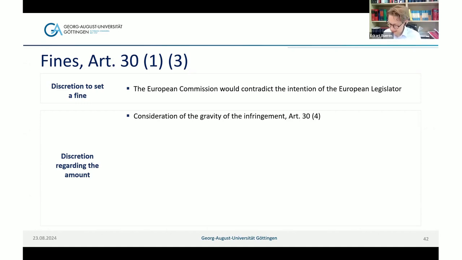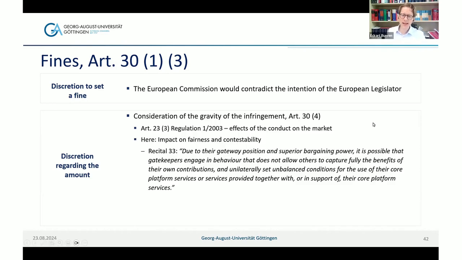And unfairness in the DMA, according to recital 33, relates to the imbalance between the rights and obligations of business users, where the gatekeeper obtains a disproportionate advantage. And in particular, business users shall benefit from their success. So, and this is recital 33: due to their gateway position and superior bargaining power, it is possible that gatekeepers engage in behavior that does not allow others to capture fully the benefits of their own contributions, and unilaterally set unbalanced conditions for the use of their core platform services or services provided together with or in support of their core platform services.